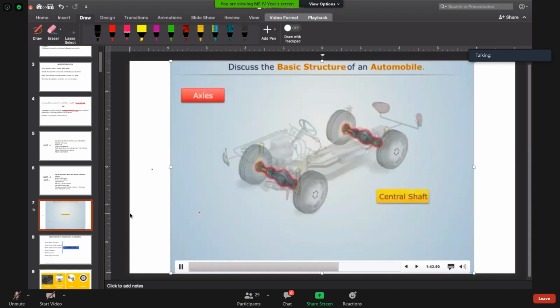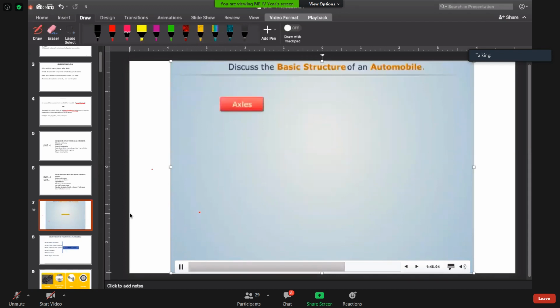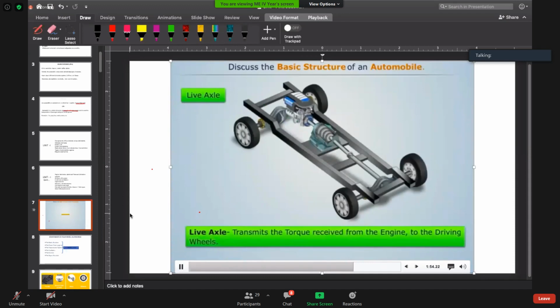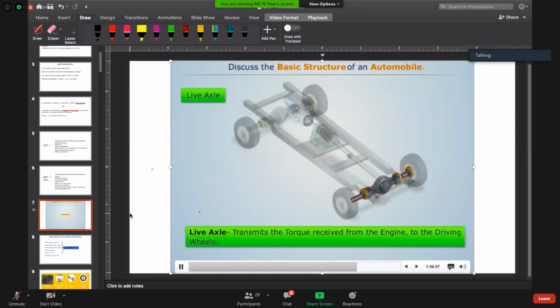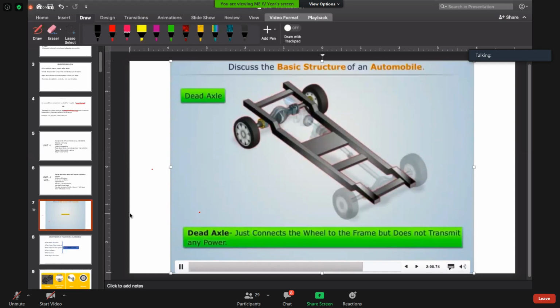Axles, they are the central shafts which connect the wheels to the frame. Depending on their use, axles can be of two types, live axle or dead axle. Live axle transmits the torque received from the engine to the driving wheels, whereas dead axle just connects the wheel to the frame but does not transmit any power.